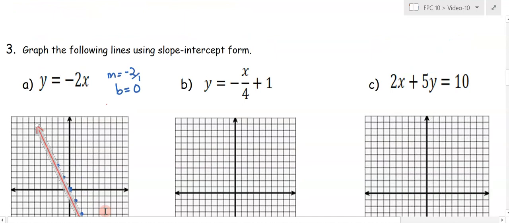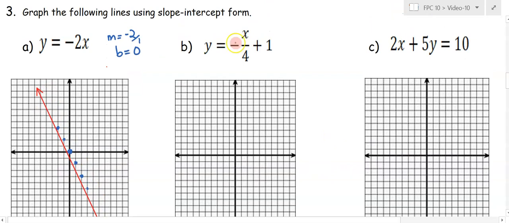The next one would be, my slope is going to be, again, there's a negative. So my slope is going to be negative, and again there's no number up here, so it's a 1, negative 1 over 4. My y-intercept is 1. You plot your y-intercept first because that (0, 1) is one point on my line. It's one xy pair. We know that satisfies this equation. When I plug in 0 for x, I get 1 for y.